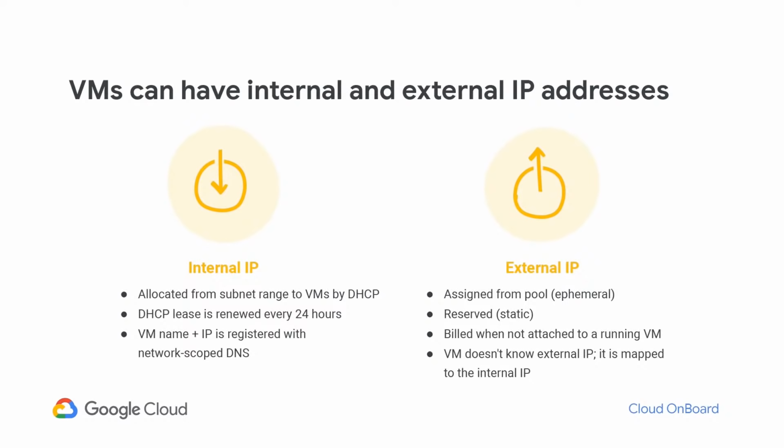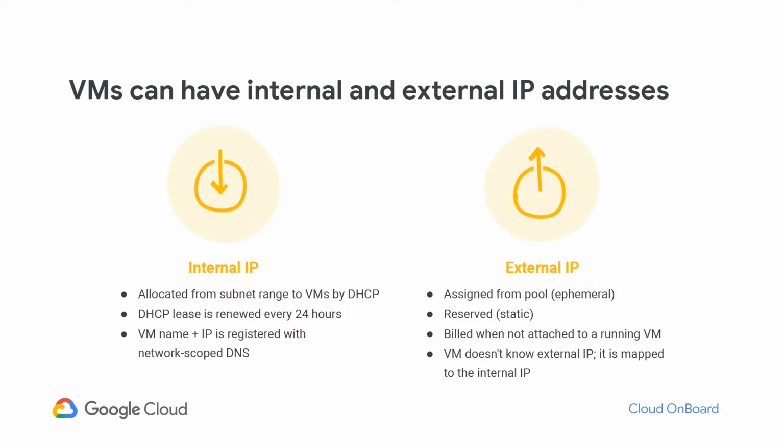So when you create a VM in GCP, it's going to have its name registered in a symbolic way with an internal DNS service, which is then going to translate the name into an internal IP address. And the DNS is going to be scoped to a network. And the other IP address is going to be the external IP address, which is optional.